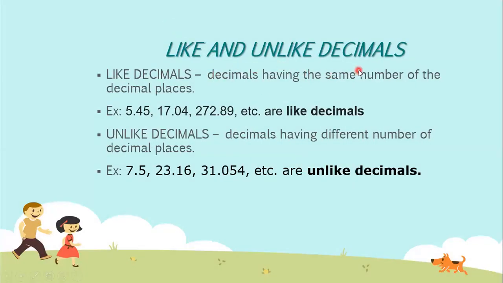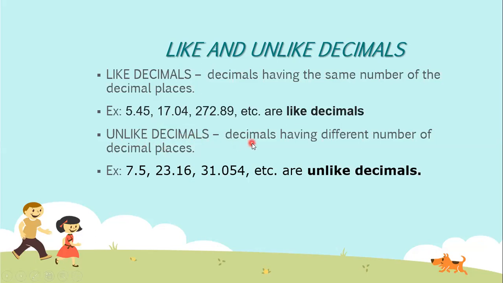Next is like and unlike decimals. Like decimals are decimals having the same number of decimal places. For example, 5.45, 17.04, 272.89, etc. These are like decimals. Before the point you need not look. After the point, here you can see two decimal places, here also two, and here also two. Like this, decimals having the same decimal places. The digits after the point are called decimal places.